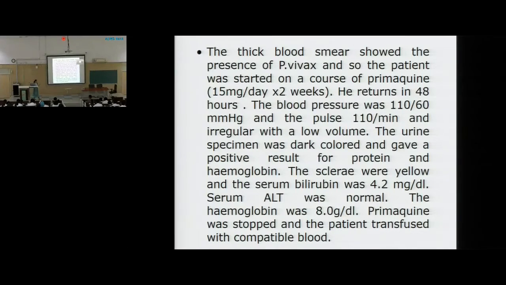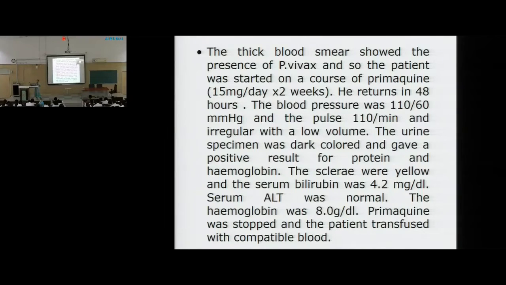And when does yellowish discoloration appear? More than 2.4 or 2.5. So in between the two, what is it called? Hyperbilirubinemia means more than the normal levels.